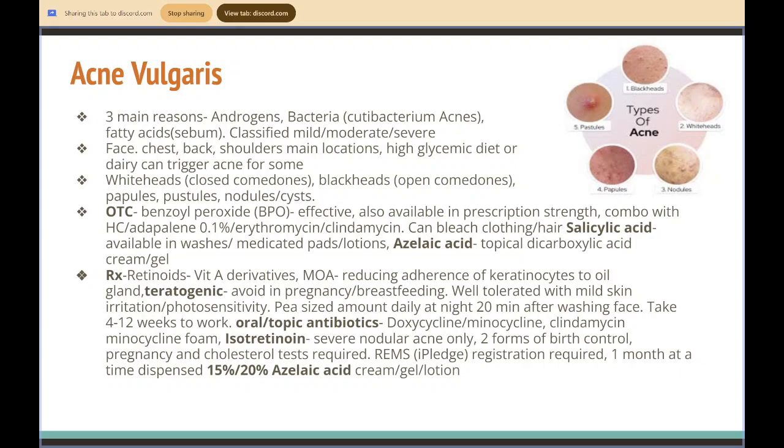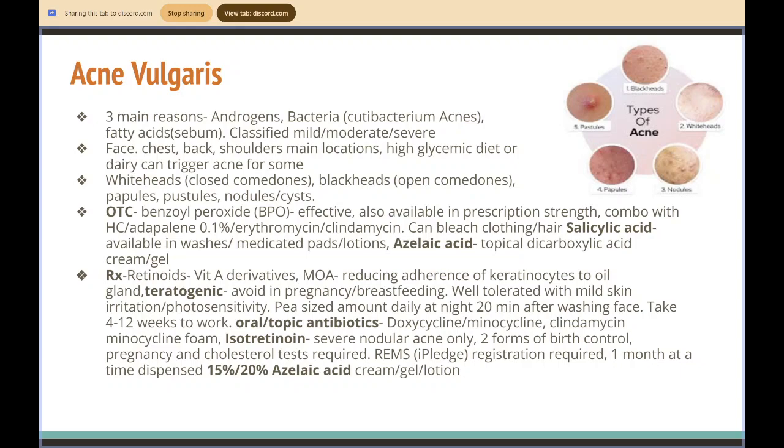And so next we have whiteheads. These are closed comedones, or comedones, however you pronounce it. That is fine with me. We are not being tested on pronunciation, which is a blessing. Blackheads are the open ones, and then the others we have covered. Nodules can also be referred to as cysts or cystic acne.